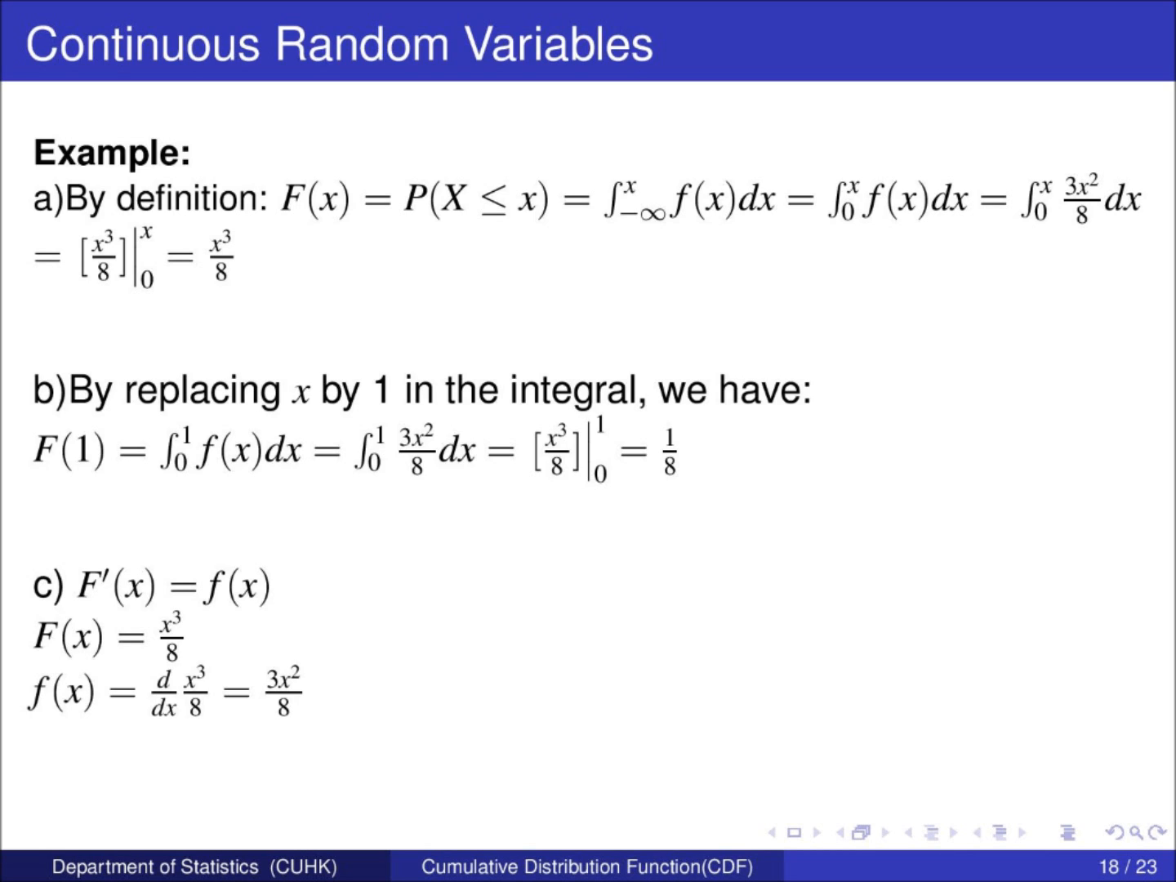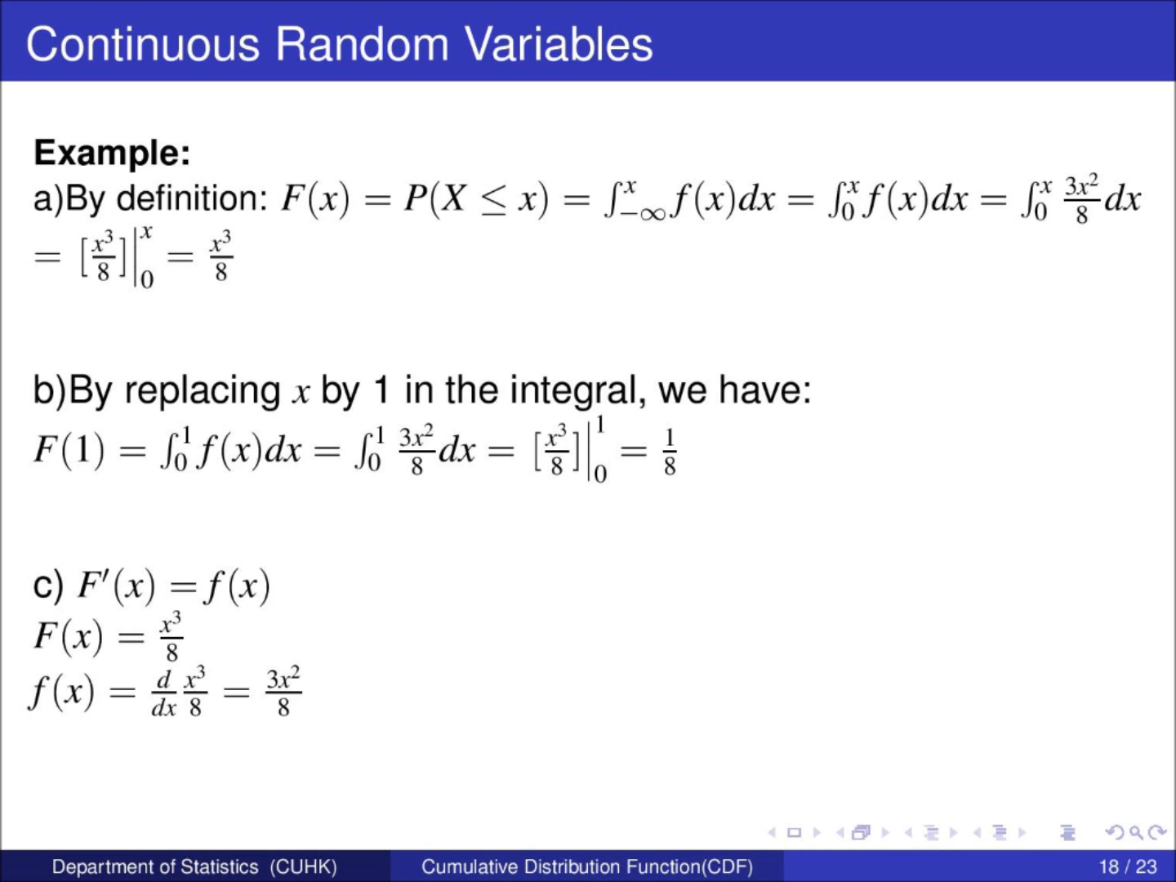Part B, we can get F(1) by replacing x by 1 in the integral. So we have the integral of 3 times x squared over 8 from 0 to 1 dx. Again, by integrating f(x), we get 1 over 8.